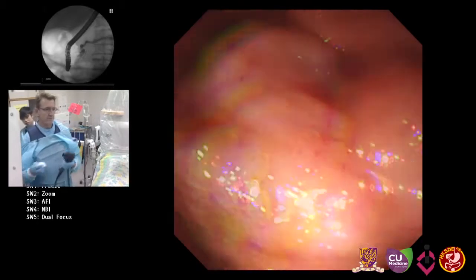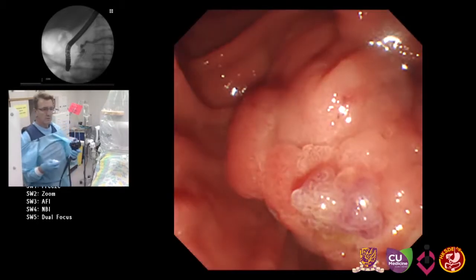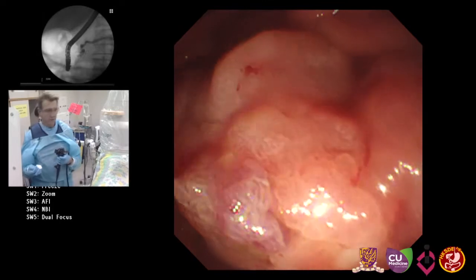Okay. Let's have the snare. 15 might be enough. If not, we can change to the 20.